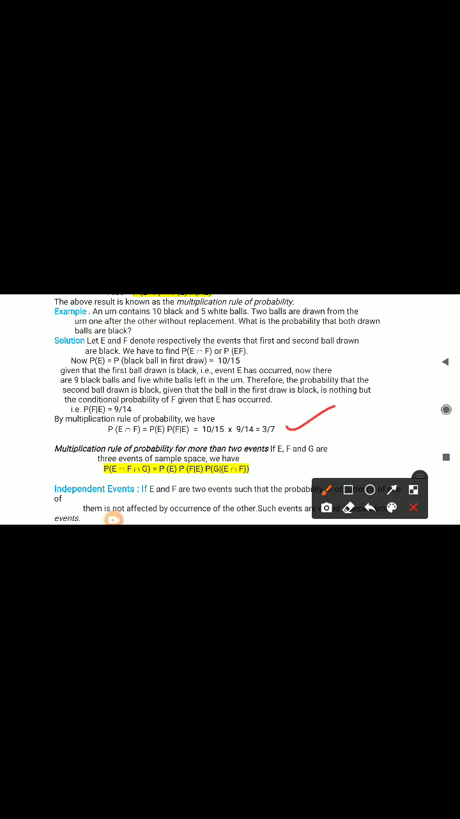So if there are three events, then P(E intersection F intersection G) is equal to P(E) into P(F oblique E) into P(G oblique E intersection F). So this is the rule for more than two events.